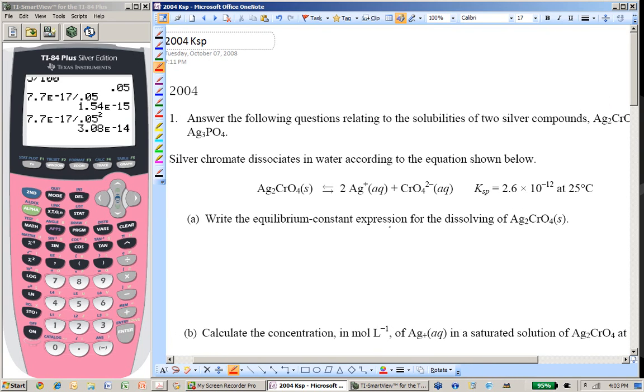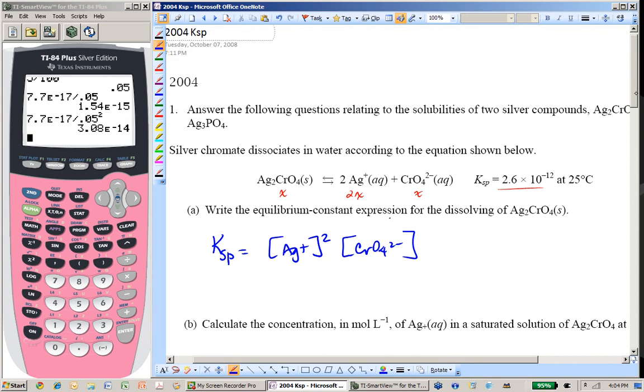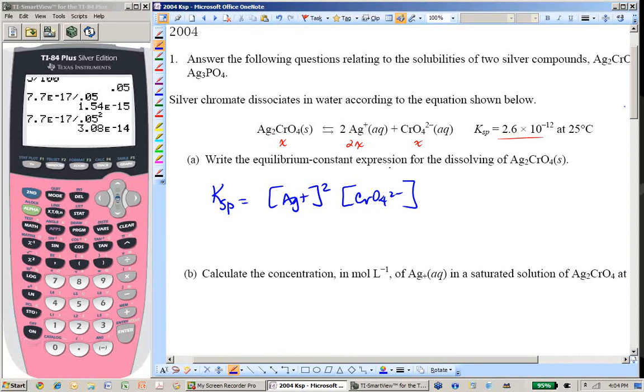All right, silver chromate dissociates in water according to the equation below. Well, that was nice. There's X, there's 2X, and there's X. And you gave me a KSP value. Write the equilibrium constant expression for the dissolving. Well, alrighty then. KSP is equal to the concentration of Ag+, quantity squared, times the concentration of CrO4 2-, don't forget the 2 minus, and I will take that point, cha-ching, and move on.